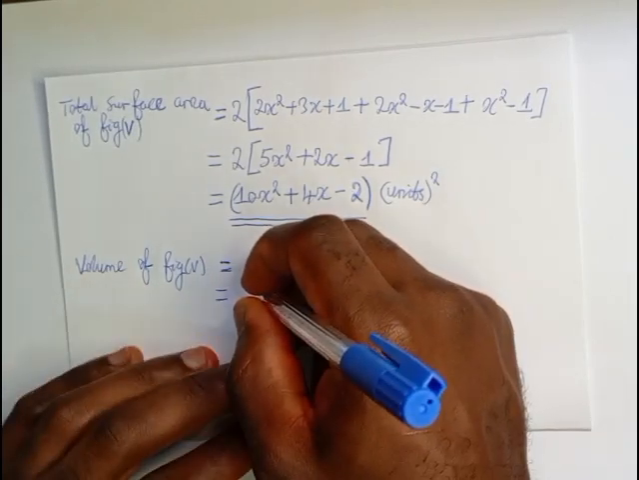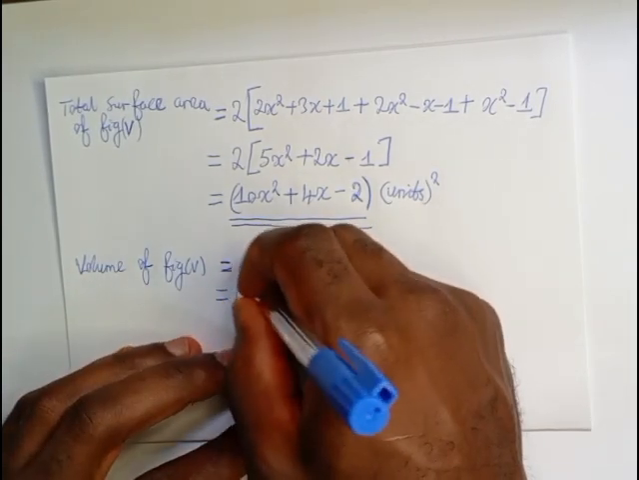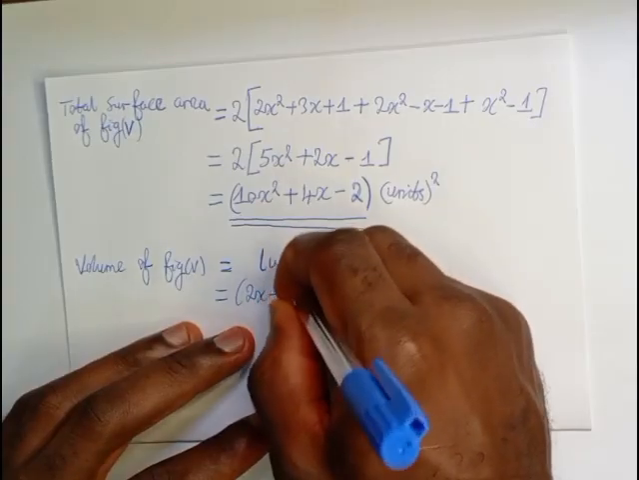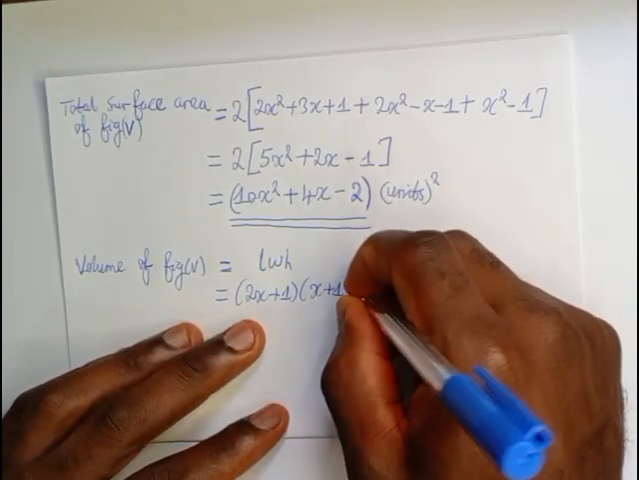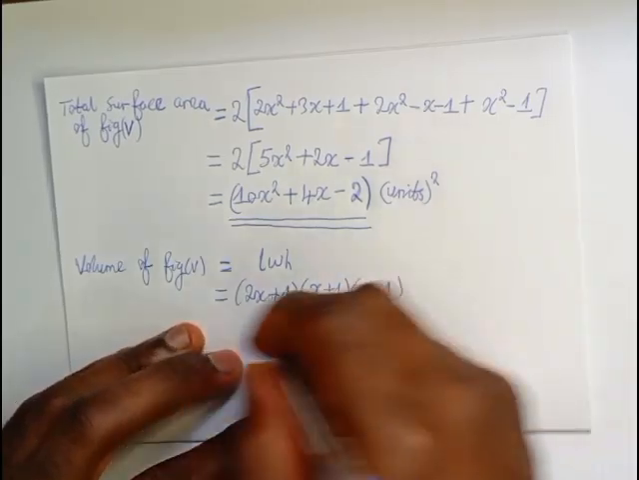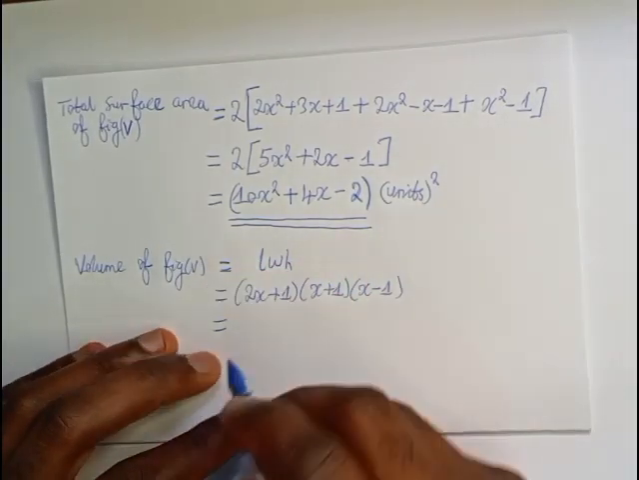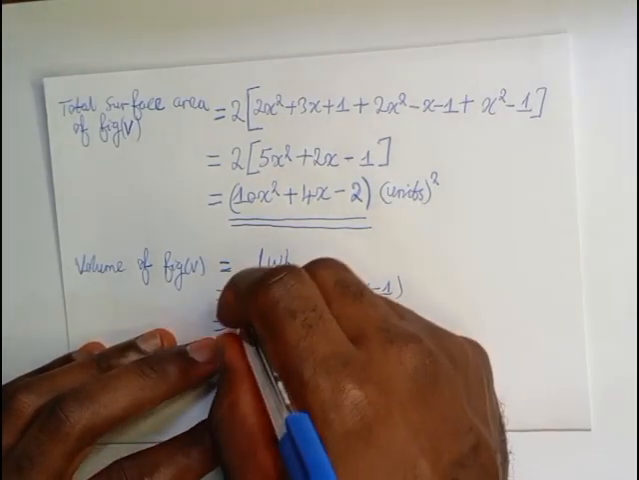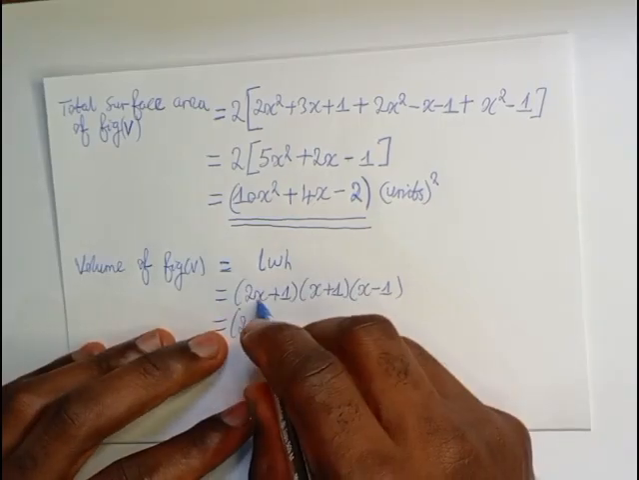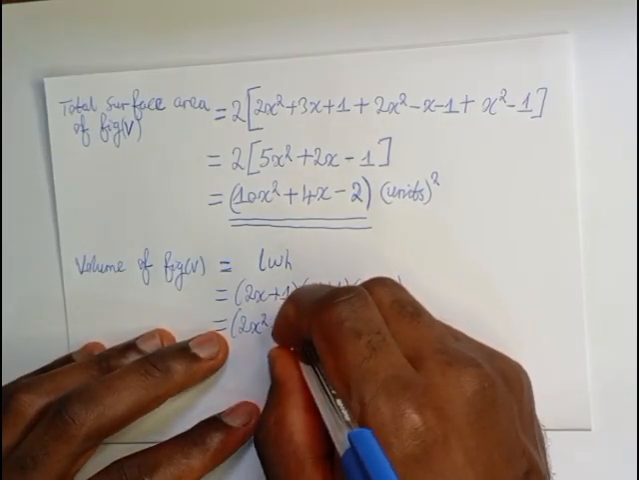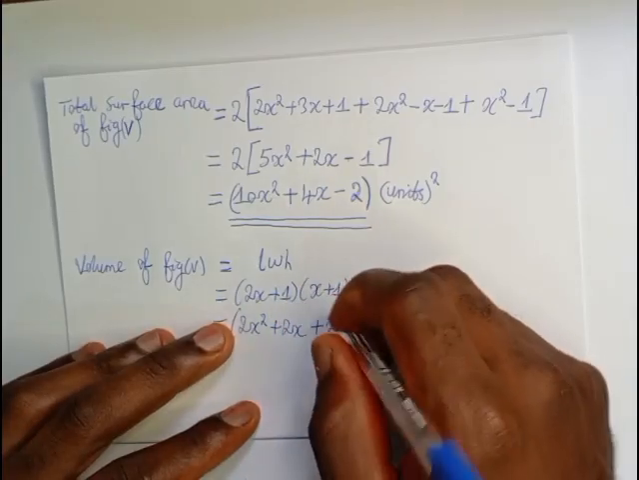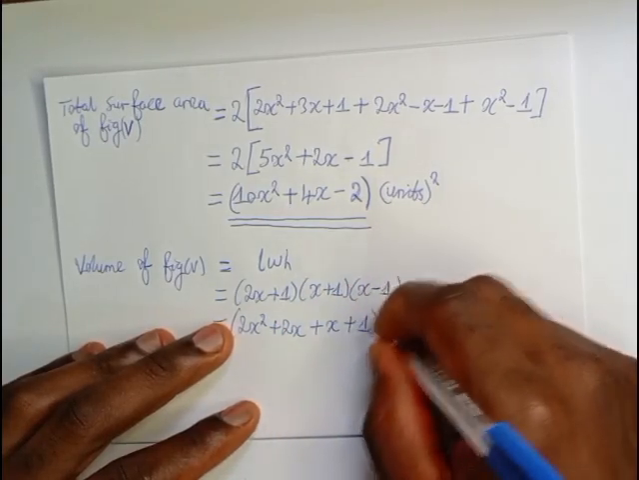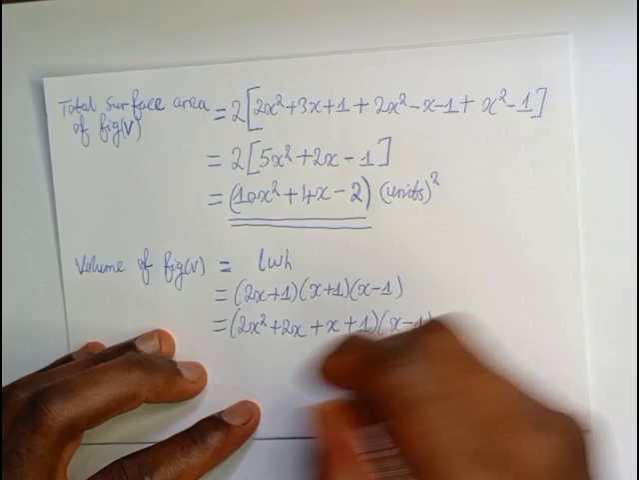equal to taking the length, which is 2x plus 1, times the width, which is x plus 1, times the height, which is x minus 1. We have to expand. 2x times x gives us 2x squared. 2x times 1 is plus 2x. 1 times x is plus x. 1 times 1 plus 1, times x minus 1.